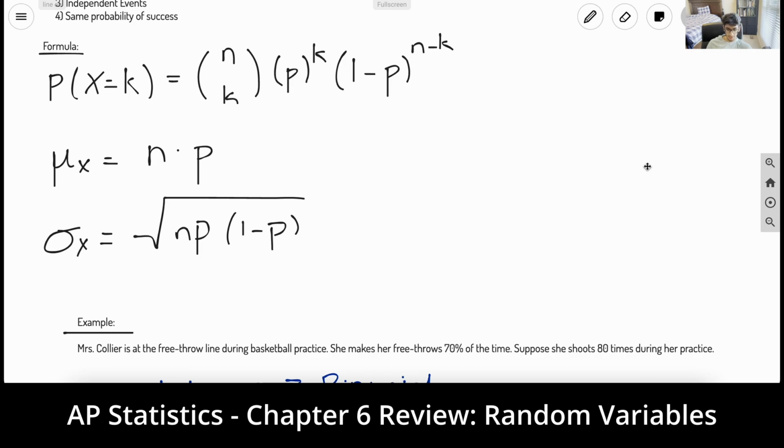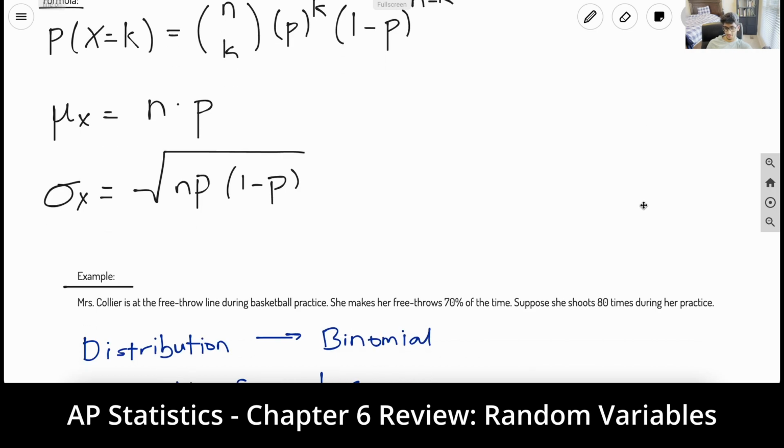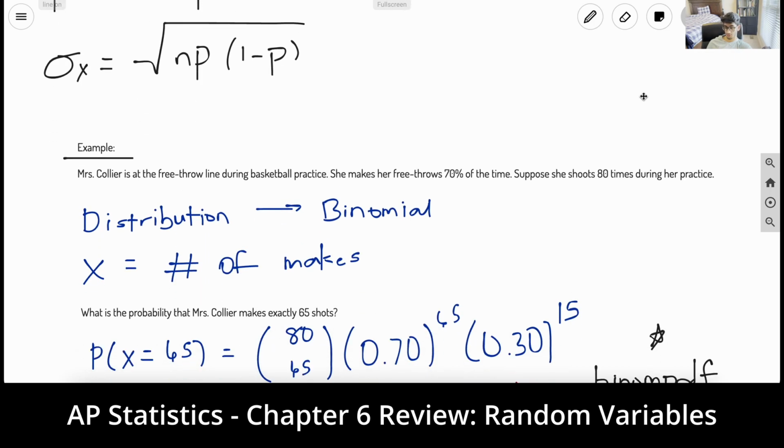So let's say Miss Collier is at the free throw line during a basketball practice. She makes her free throws 70% of the time. Suppose she shoots 80 times during the practice. Is this a binomial in the first place?